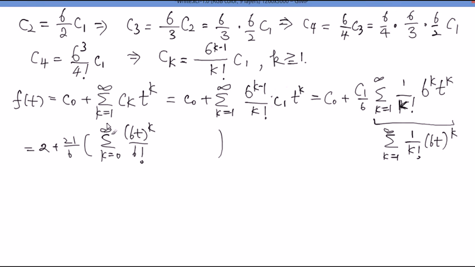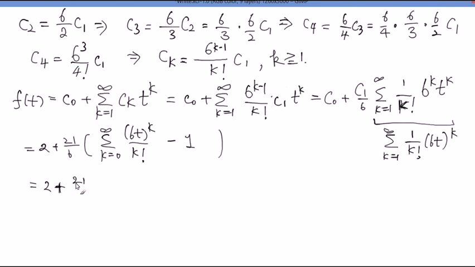It was starting from k equals 1 to infinity. But if I put the k equals 0 term there, I have to subtract it off. What is that for k equals 0? It's 6 to the 0 over 0 factorial, so that is just 1 there, right? Correct? So if I subtract 1, that's the same as k starting from 1 to infinity. So that's e to the 6t. And everything else is just a number around it. Right?